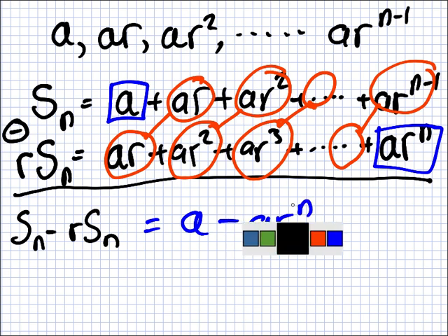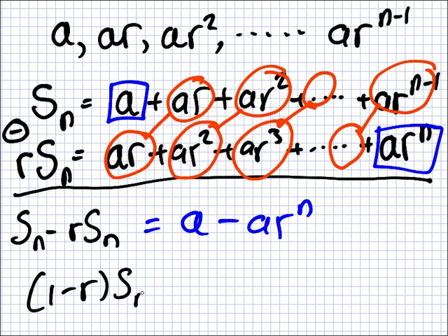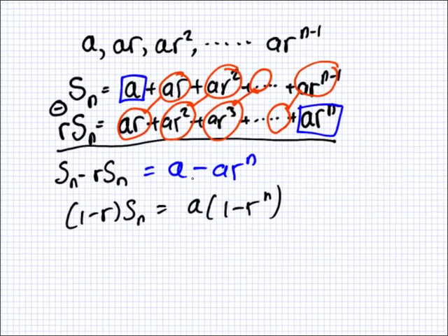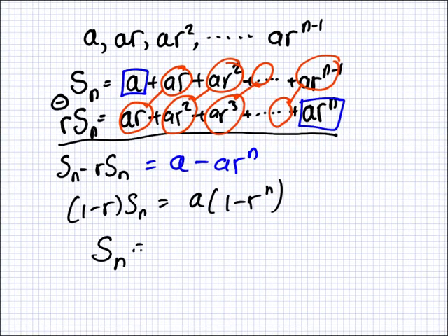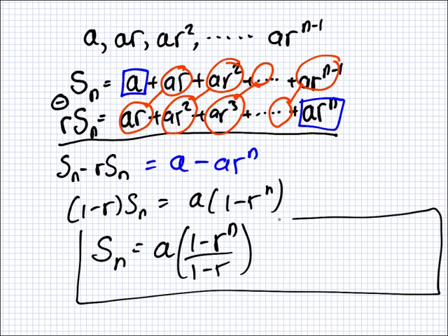What's in common on the left? Sn. What is common on the right? So Sn equals a times 1 minus r to the n over 1 minus r. And I should put the extra requirement just to say that r cannot equal, any ideas? 1.